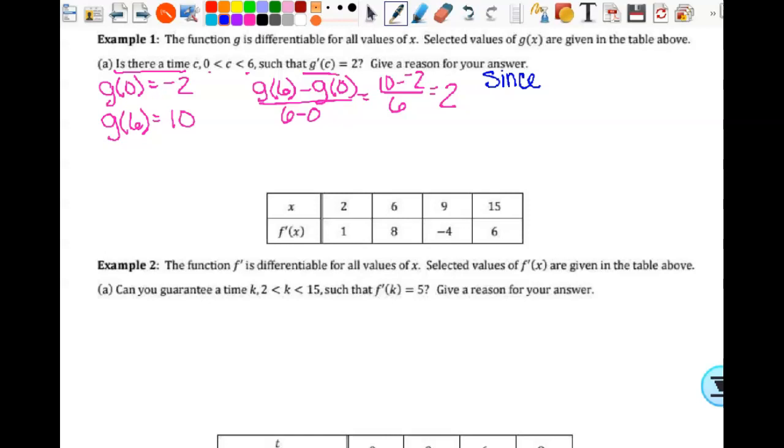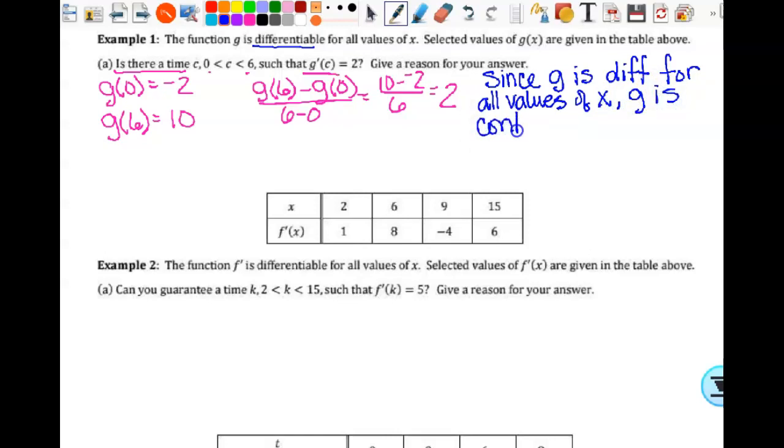Now what has to be true for this to be continuous and differentiable? Is it both? Yes, okay. So we've got differentiable right here. It tells us that. So we can say since g is differentiable for all values of x, g is continuous on 0 to 6, okay? It's also continuous on all values of x, but we only really care about that part, so that's good enough right there, okay?